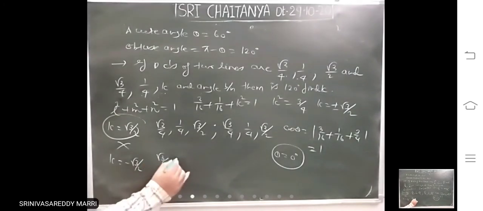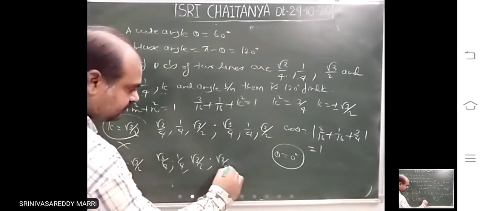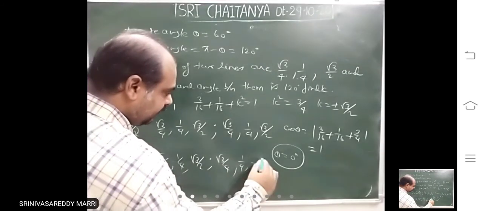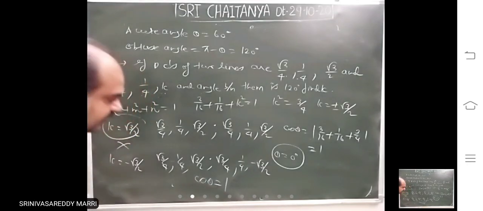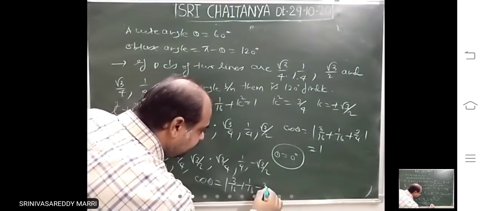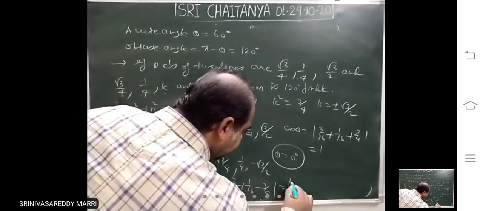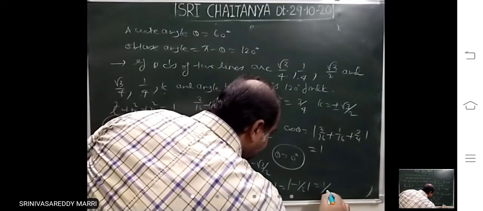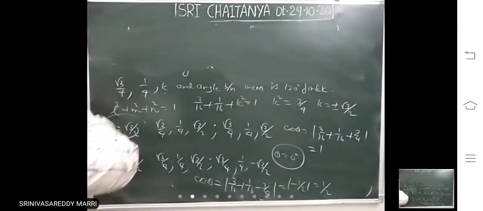That means the DRs in this case are root 3 by 4, 1 by 4, minus root 3 by 2. Now if you calculate cos theta, what will you get? 3 by 16 plus the same, and the last one is minus 3 by 4. So this is 4 by 16, 1 by 4, minus 3 by 4, that means minus 1 by 2. Cos theta you got 1 by 2. Therefore, the angle is 60 degrees.